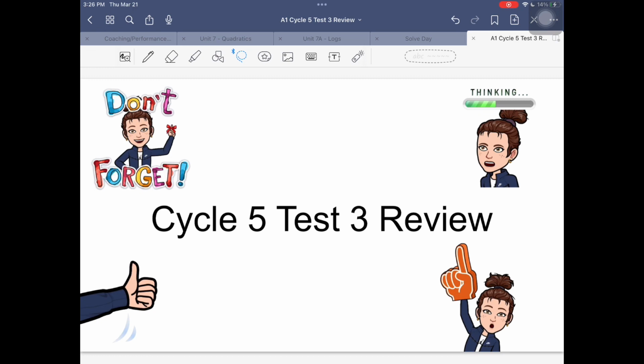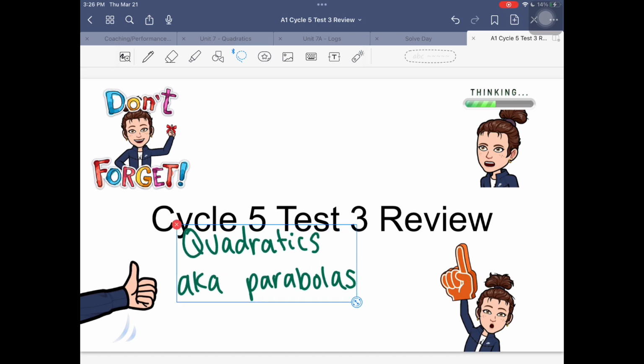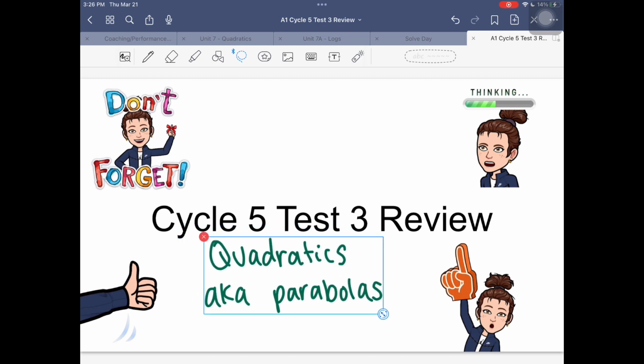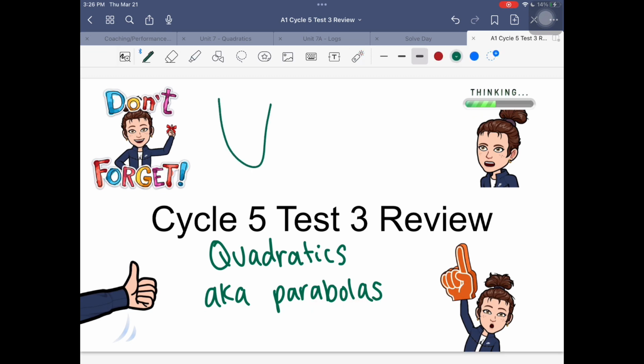The first thing to remember is during this test, this is what we're going to be talking about. Our whole unit is on quadratics, also known as the parabola. So our shapes are going to look like this, or like this. These are quadratics and our parabolas that we're going to be working with. And remember, we know it's a quadratic by this 2 right here. So if we have a problem and it has some x squared, that means it's a quadratic. So just a little reminder there.